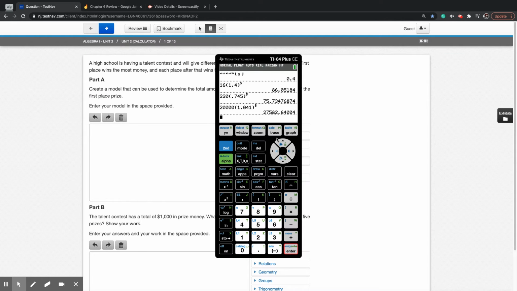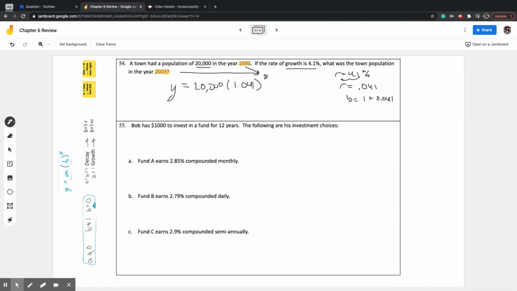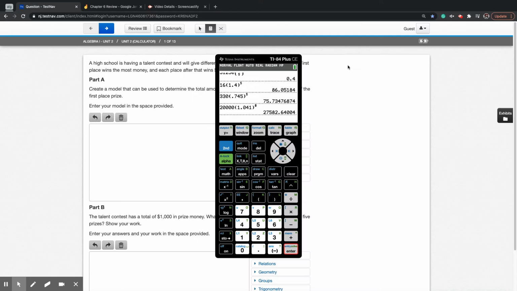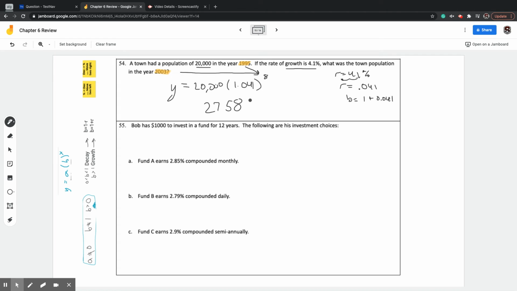And I get 27582.2758, and this is people, so we're not going to have a decimal of people. So this 2 is going to go up because it's larger than 5. So 27,583 people. All right.